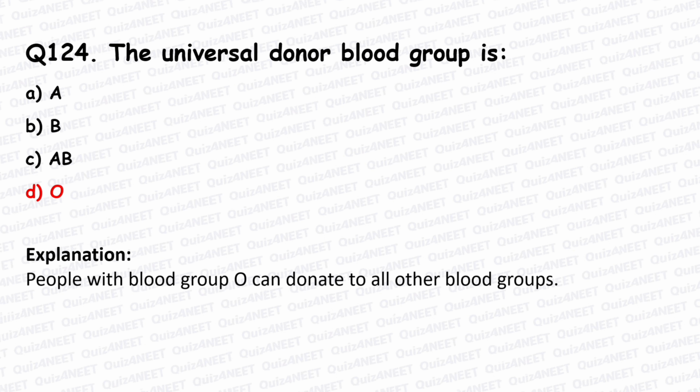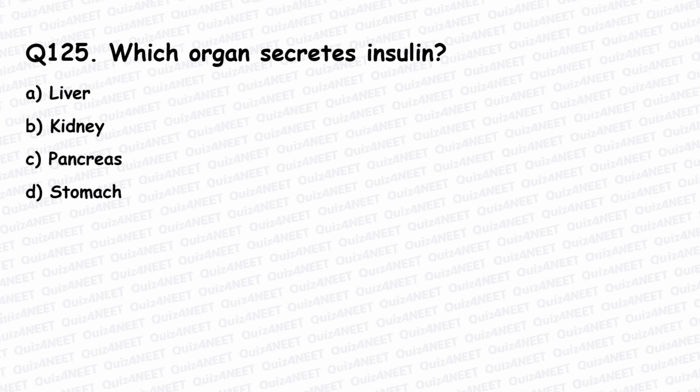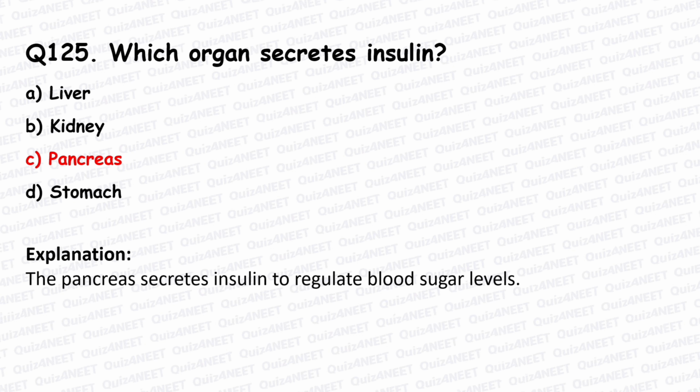Explanation: people with blood group O can donate to all other blood groups. Q125. Which organ secretes insulin? A. Liver, B. Kidney, C. Pancreas, D. Stomach. Answer: pancreas. Explanation: the pancreas secretes insulin to regulate blood sugar levels.